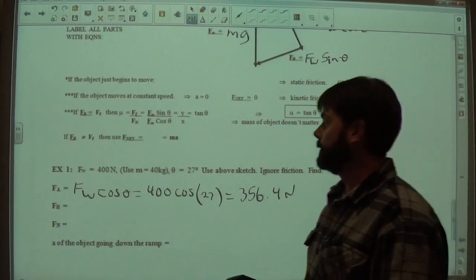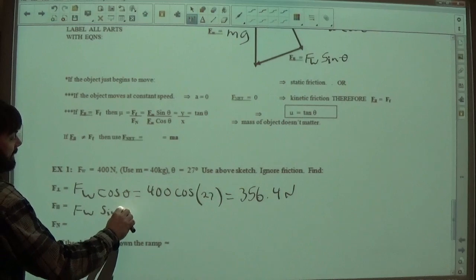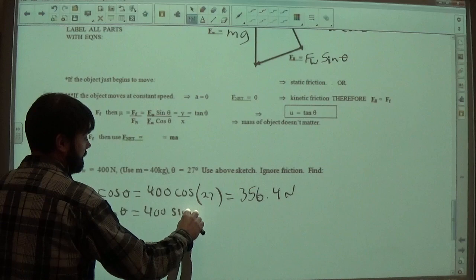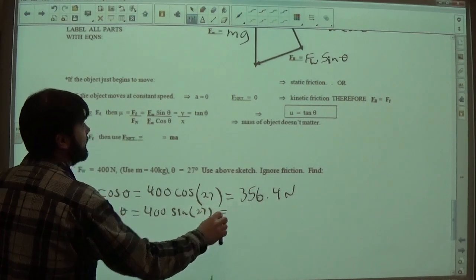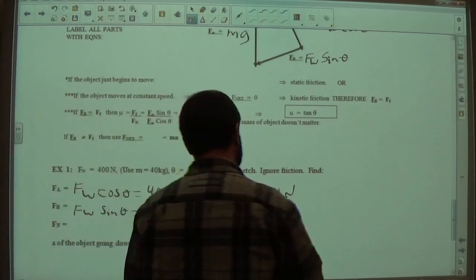And then for the next one, we're doing force weight divided by the sine of theta. So we're going to take our 400 and multiply it by the sine of 27 degrees. This should give us a smaller value here because it's less than 45, so our force perpendicular pushing into the surface is going to be greater than the force pushing across the surface. So we'll do 400 times the sine of 27. This gives me 181.6 approximately.